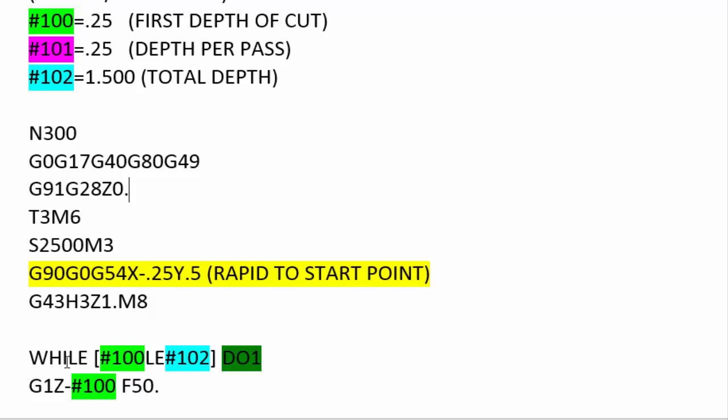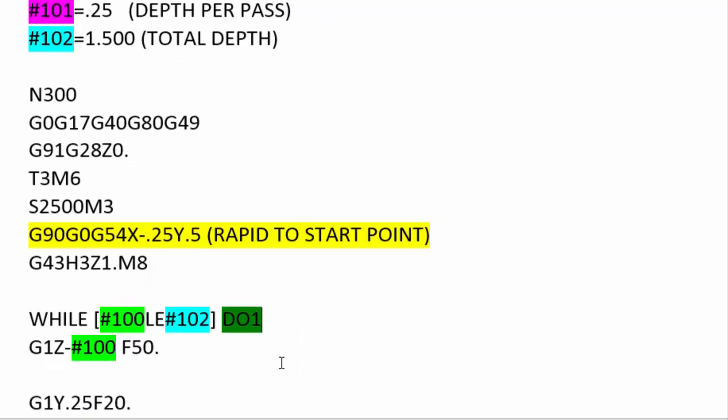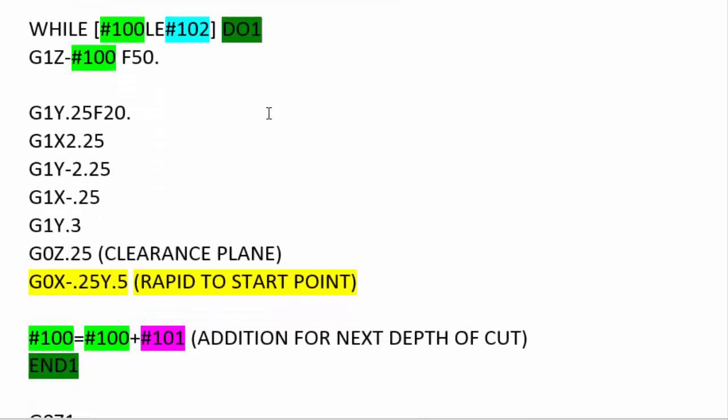Now notice, here's our while do statement. The way it needs to read is: while #100, which is the first depth of cut, is less than or equal to #102, which is 1.5. #100 starting off at 0.250 is less than or equal, so it satisfies the condition. Until that #102, the 1.5 inch total depth, is satisfied, it will read on to DO 1. It's a D, letter O, 1.